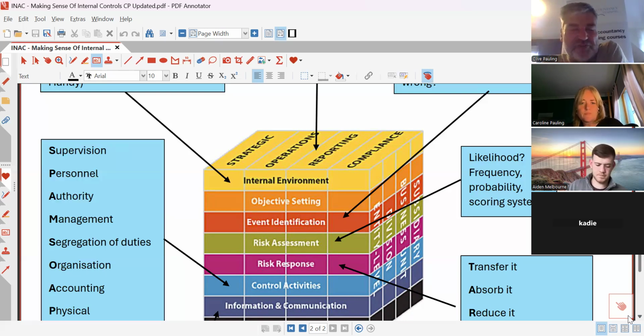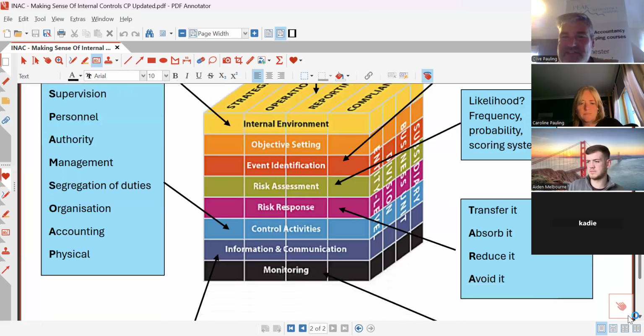hang on a minute, this one really is worth us looking at, and worth thinking about putting suitable controls in place. Yeah, so we're assessing the risk, we're deciding what to do with it, which takes us to our risk response. And this is where you come up with your TARA framework from the syllabus. Yeah, what does TARA stand for? It stands for transfer the risk, absorb the risk, reduce the risk, or avoid it completely.